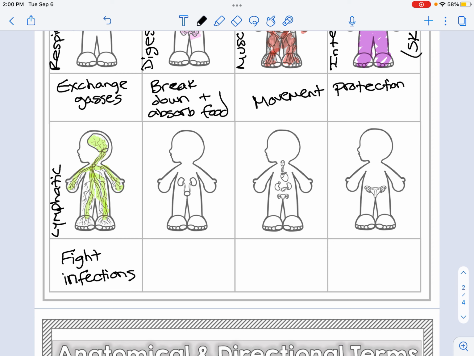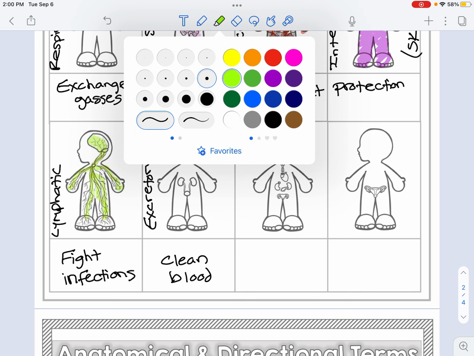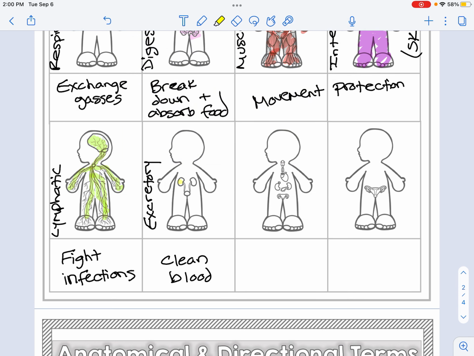The second one in from the bottom was excretory. The kidneys and bladder, and its job is to clean the blood. Again, more about those when we get there. Two more.